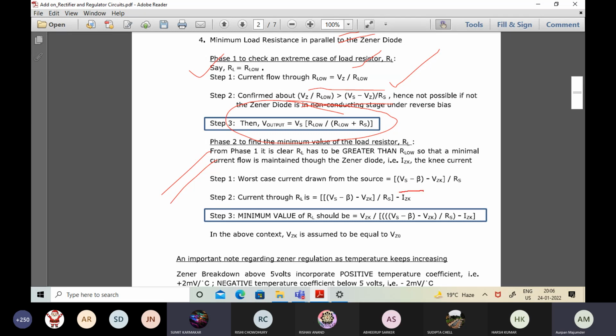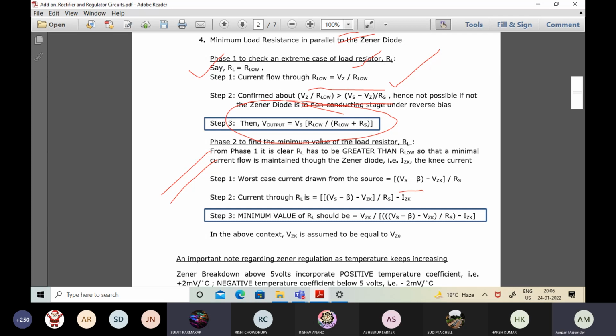Look at the source voltage, Vs minus beta. Yes, I'm talking about the worst case current drawn from the source. Worst case: one is Vs plus beta and one is Vs minus beta. That is the minimum possible level of current that we are referring to.